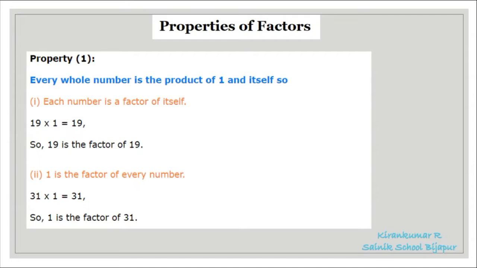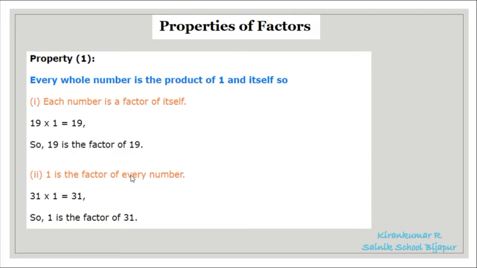Hello students, in our previous session we had learned factors. We shall see properties of factors. The first property is every whole number is the product of 1 and itself. So each number is a factor of itself. For example, 19 multiplied by 1 gives 19. 19 is a factor of 19.